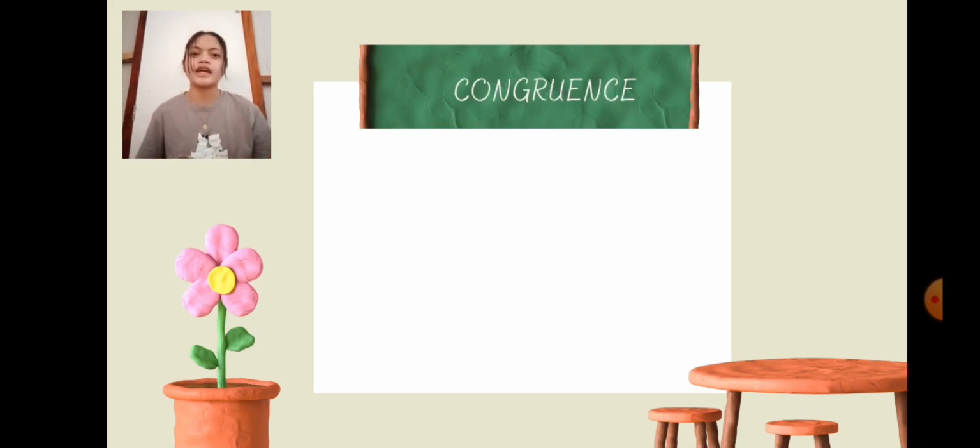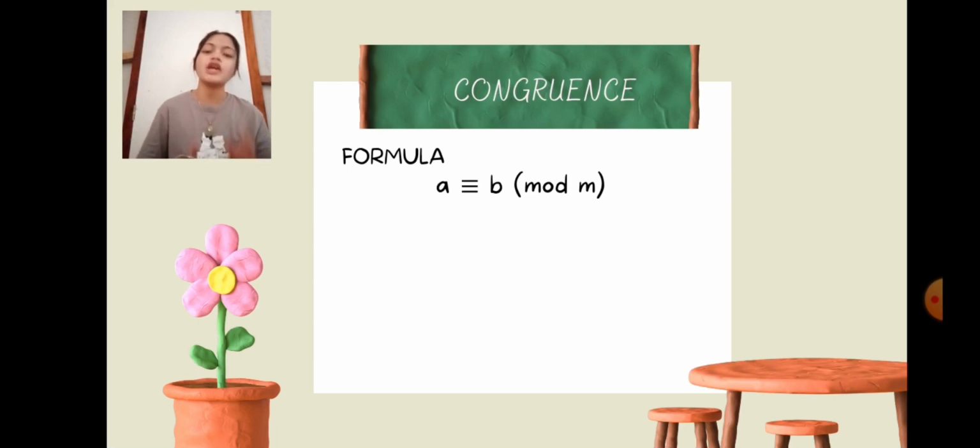At what I have said, modular arithmetic covers the properties and laws of congruence. So we are going to talk about congruence. For congruence, we have the formula: A is congruent to B mod M. The sign is three lines. Mod is the modulus.